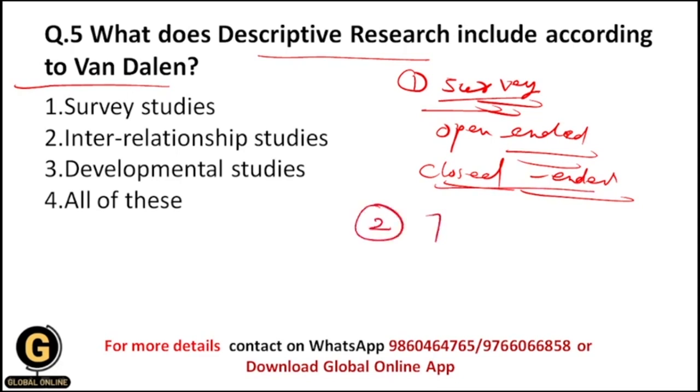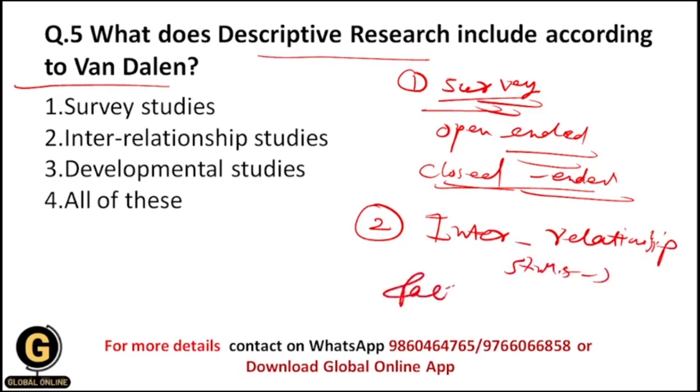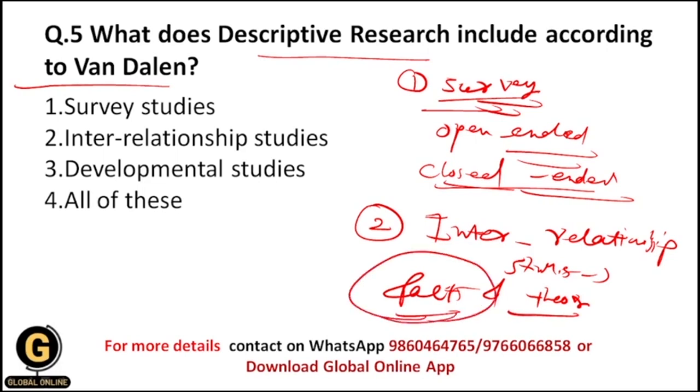Now the next one is interrelationship studies. In these studies we rely on both facts and theory. These theory and facts are interdependent with each other. If I want to study facts, then I will think about theory, or I will study the facts based upon the theory. And if I want to explain the theory, or prove the theory, then I will take help from the facts. And this is nothing but interrelationship studies.